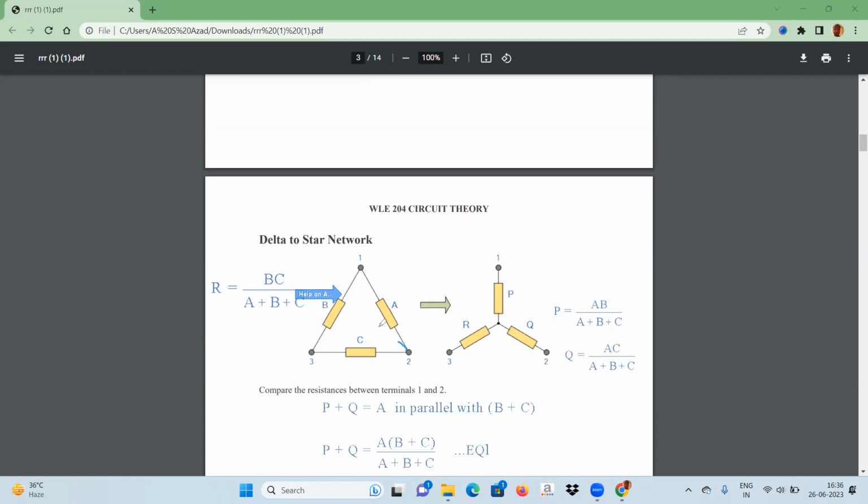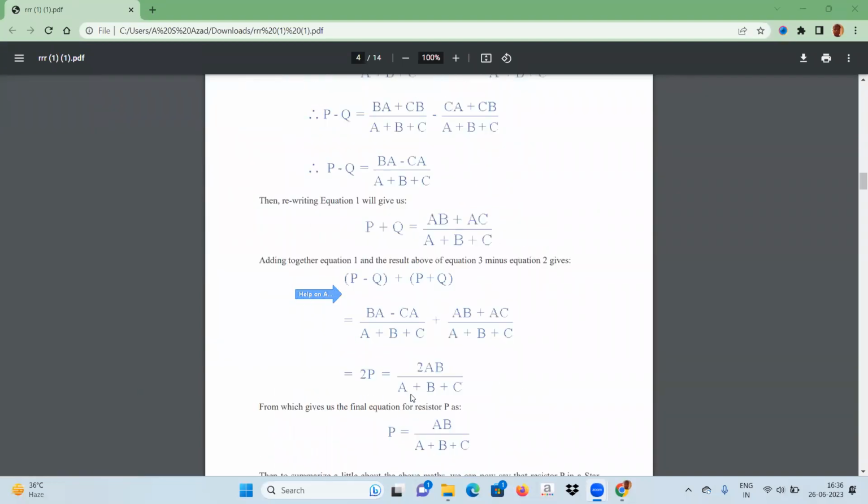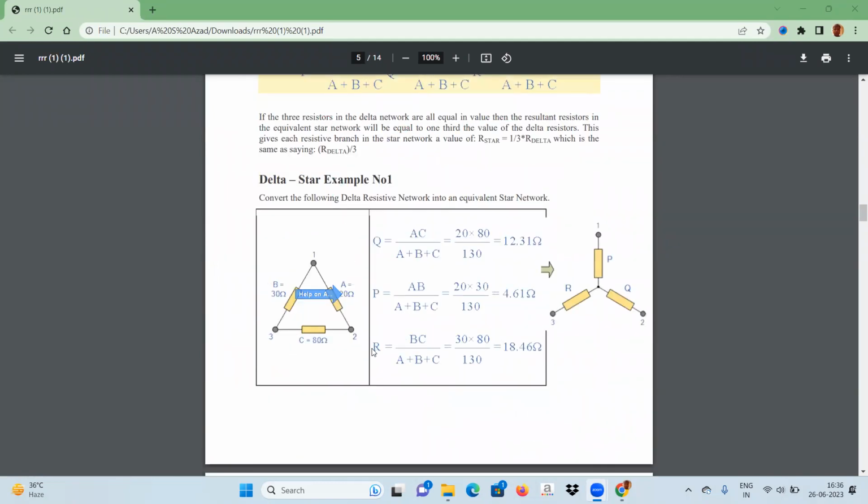Similarly, if this one is Q, then we can calculate Q is equal to the product of the adjacent elements upon the summation of all the impedances. You can see here Q, here P, and this one is R. Okay. Now we will see the delta to star connection.